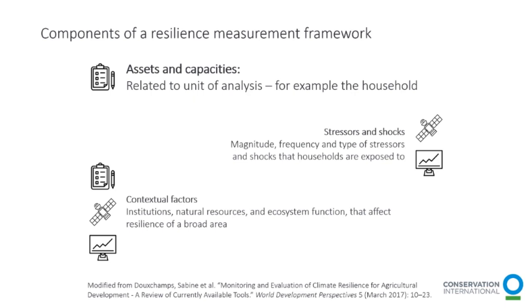So our interest now is trying to understand what are the various indicators that we can use to assess changes in assets and capacities, stressors and shocks, and contextual factors, such that we can understand more broadly how resilience might be changing. Again, assets and capacities are related to the unit of analysis. So for example, this might be the household. Stressors and shocks capture the magnitude, frequency, and types of stressors and shocks that households are exposed to. And then indicators associated with the contextual factors are seeking to capture the institutions, natural resources, and ecosystem functions that might affect the resilience of a broad area.